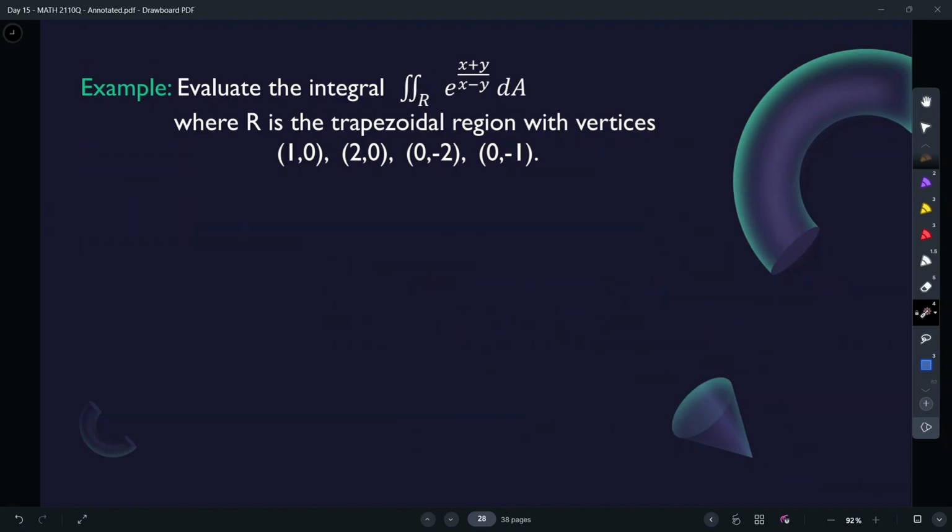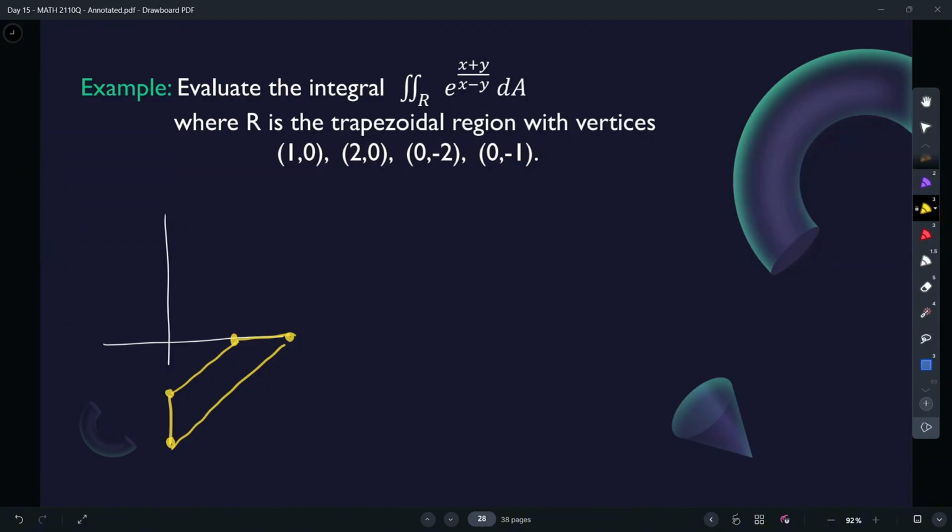Let me give you an example to finish with of this integral. The integral is over a trapezoidal region with vertices. So what vertices are those? Let's draw those. (1, 0) is here. (2, 0) is here. (0, -2) is here. And (0, -1) is there. So the region we're integrating over is this region.